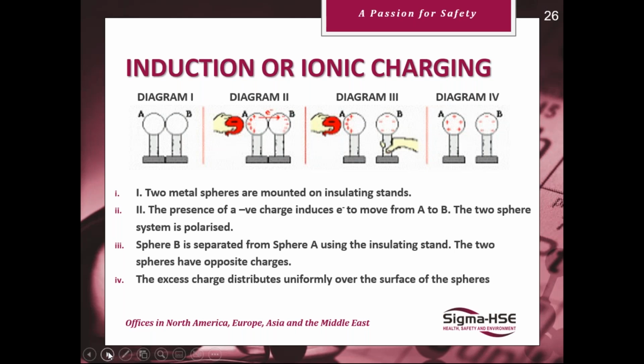You carry on charging as you pull them apart, and you can see they stay charged, with the positive on the left and the negative on the right. And then the last one, the excess charge distributes evenly across the surface of the sphere. So both of them now are fully charged. If you bring an earth point to it, they will both discharge to the earth.